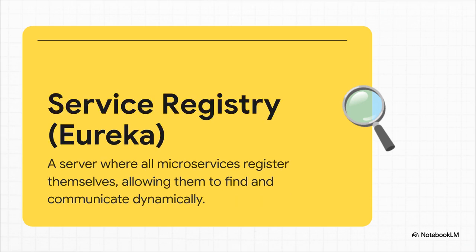But wait, how does the API Gateway even know where all the other services are? Well, it looks them up in the service registry, and a popular one is called Eureka. You can just think of this as the city's phone book. When a new service starts up, it adds its address to the book. When another service needs to talk to it, it just asks the registry, hey, what's the current address for the payment service? This allows the whole city to be dynamic, with services coming and going all the time.